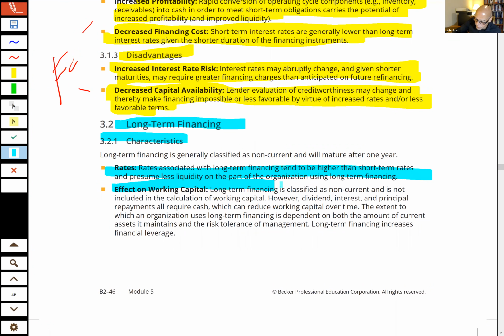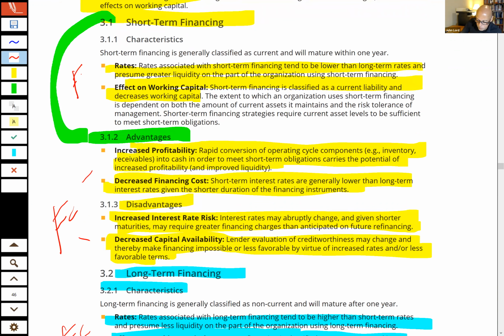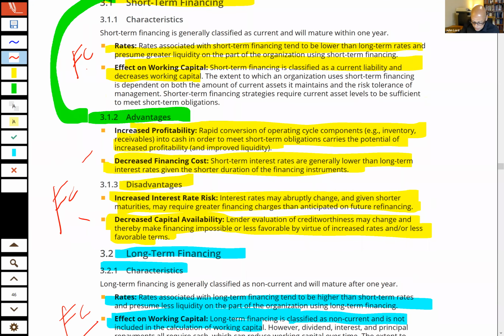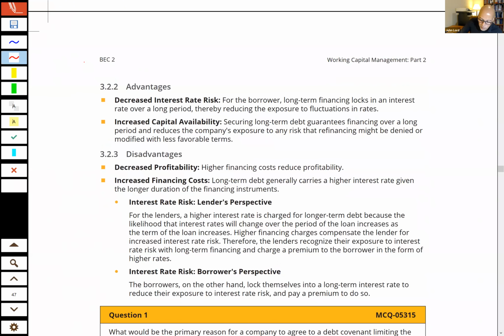Effect on working capital: financing is classified as non-current and is not included in the calculation of working capital. So you can go ahead and flashcard that, and then come over. Did I tell you to flashcard this part? Flashcard this part too. And then come over and let's look at the advantage, disadvantage flashcard.